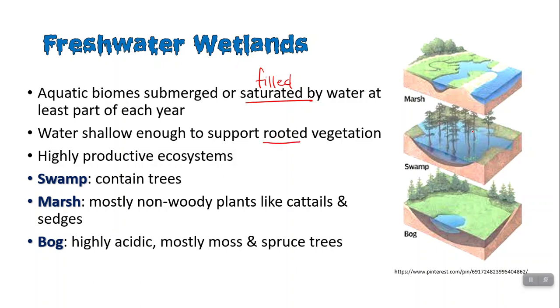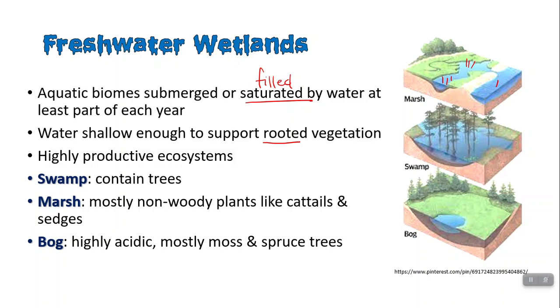So notice this picture of a swamp. You've got trees all up in it. In a marsh, you'd probably have all these grasses and stuff growing in the middle. And in a bog, you tend to have a lot of moss. These are very productive ecosystems because they have plenty of water, they have a lot of nutrients, and a lot of organisms use these. Birds will nest there and raise their babies there. Other organisms will come there to feed.